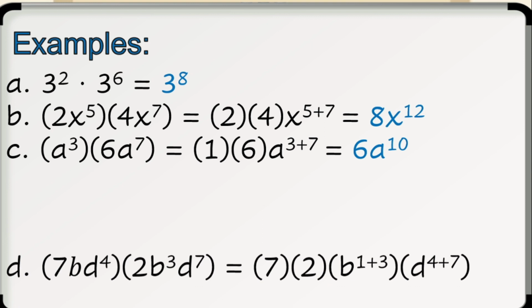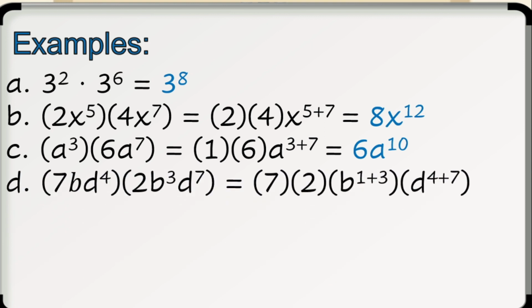Example letter D. The quantity of 7b d raised to 4 times the quantity of 2b raised to 3 d raised to 7 is equal to 7 times 2 times b raised to 1 plus 3 times d raised to 4 plus 7. Simplifying, we have 14b raised to 4 and d raised to 11.